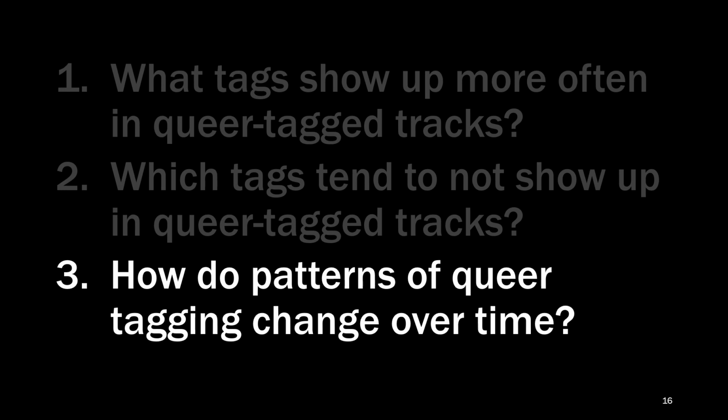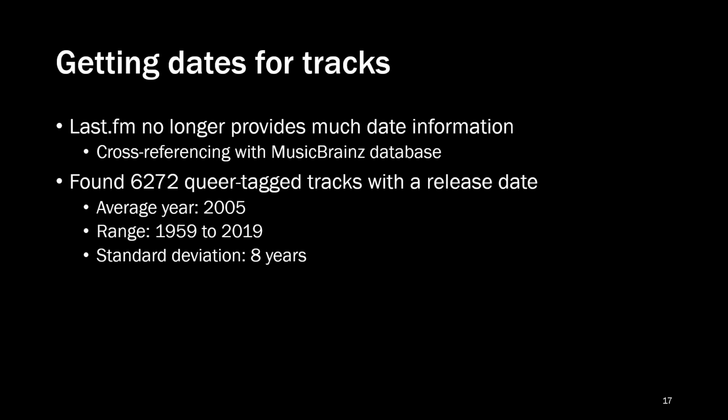So the last thing I wanted to look at is how do patterns of queer tagging change over time? Right? This is difficult to look at. Last.fm doesn't provide information on the date in which tracks were released, right? What I had to do is cross-reference tracks from Last.fm with tracks from MusicBrainz, because Last.fm has the information on gay tags, and MusicBrainz has really good information on the date in which stuff was released. So I found about 6,000 queer tagged tracks with a definite release date.